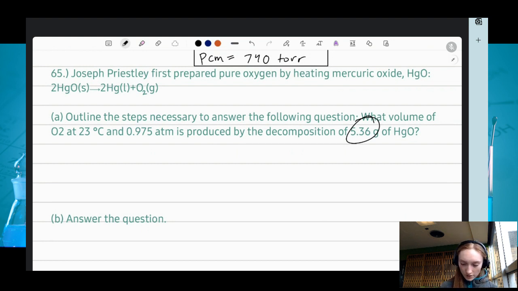Okay, so in order to solve this problem, we first have to use the amount of mass that we get from the HgO. So that is the first thing that we need to do, use the mass of HgO. And how we use it is we need to convert that into moles of HgO produced.